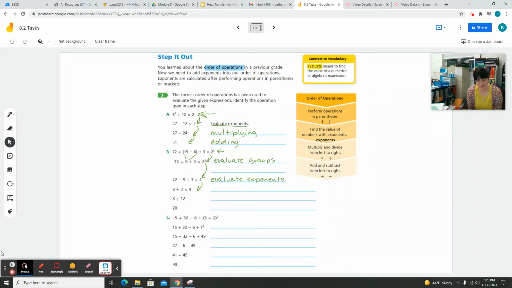And so what we did from this one to that one is we divided, okay? And then when we went from here, we took the 3 and the 4 and we multiplied them. And then from here to here, the last thing that we do is that we added. Okay.